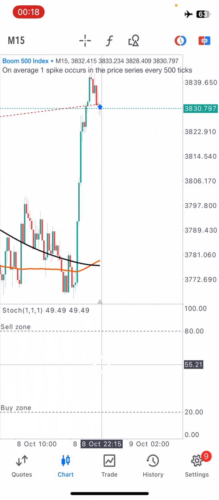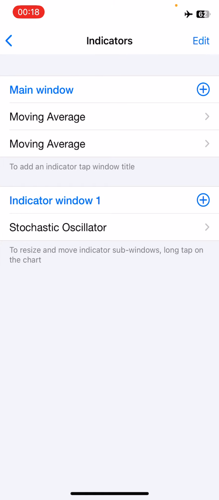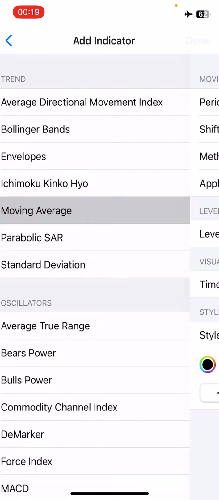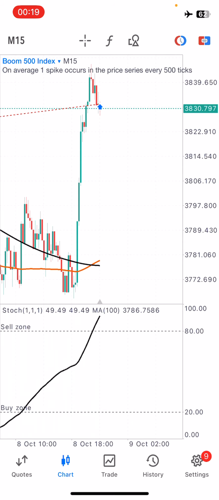Once we have done that, we're going to add more indicators. Right now I'm going to add the same indicators that we added to our main chart, but this time they're going to go under indicator window 1. I'll start off with a moving average, and this moving average is going to have the period of 100 and a shift of 0. The method is linear weighted, apply to weighted close, and the color will remain black. Done.